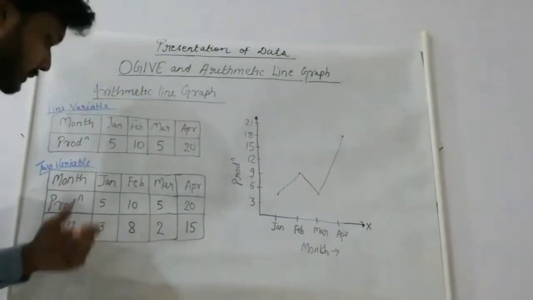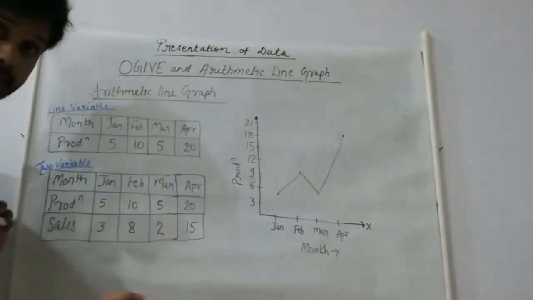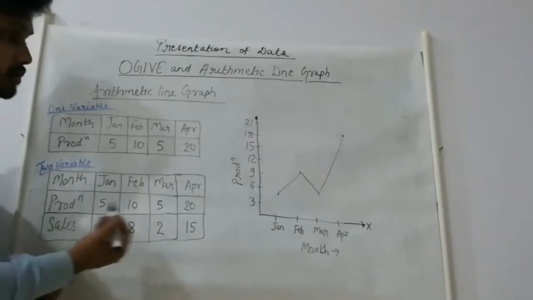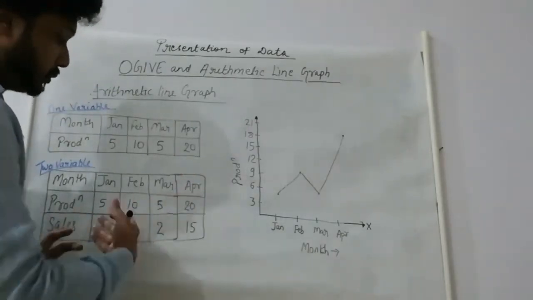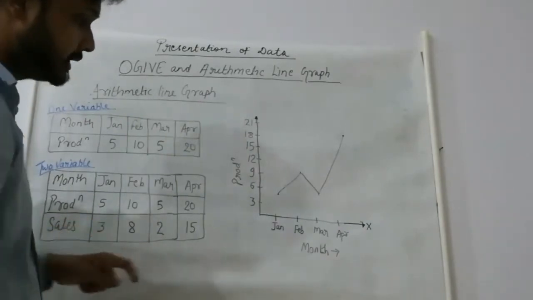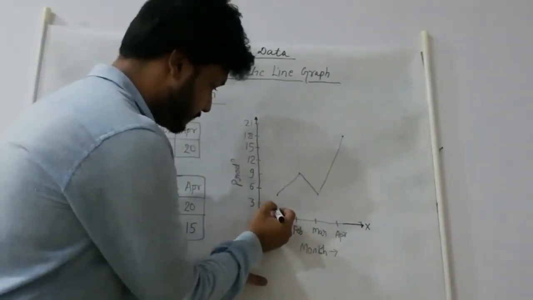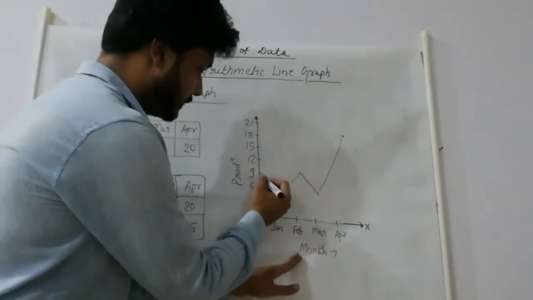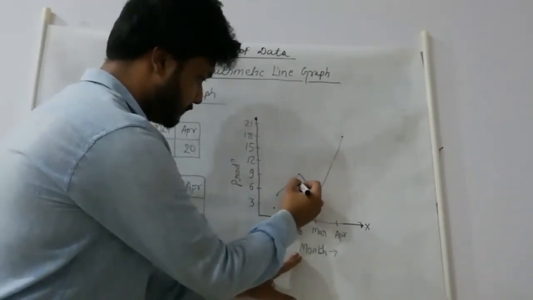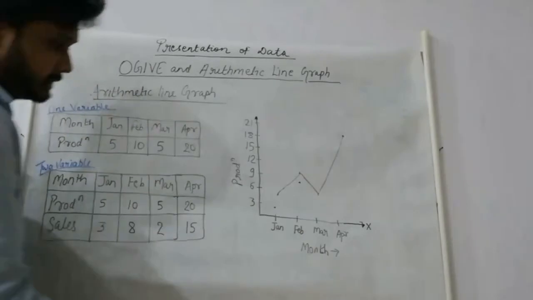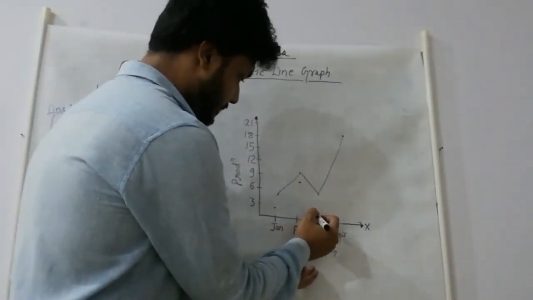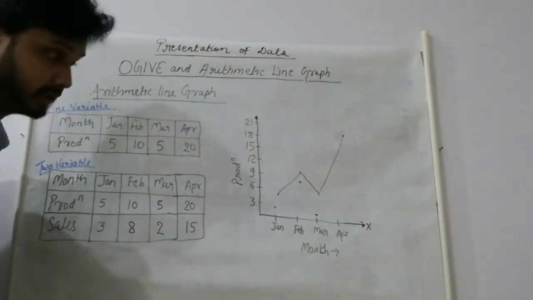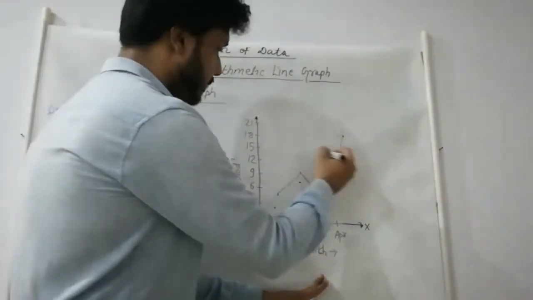If it is given in two variables, so till here the question is same. Only the sales is given, two pieces of information are given here, sales is also given. So nothing to do, just plot the sales also. For January it is 3. February 8, so February it will be 8, so 8 will come somewhat here. Then March it is 2. In March the sales is only 2. And April the sales is 15. So in April the sales will be 15.